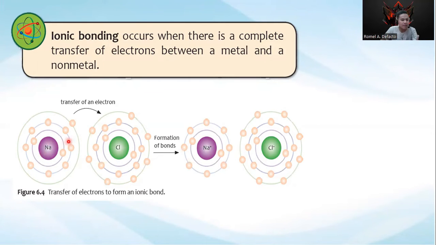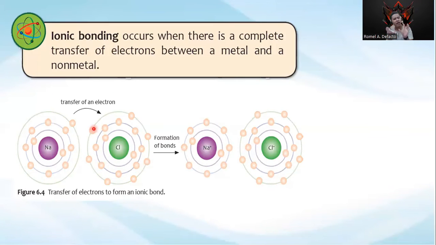Sodium belongs to group 1A. Automatically, there is only one valence electron. You partner it with chlorine, which is a non-metal, and chlorine belongs to group 7A. So automatically, there should be 7 electrons or 7 dots in this case. 1, 2, 3, 4, 5, 6, 7.